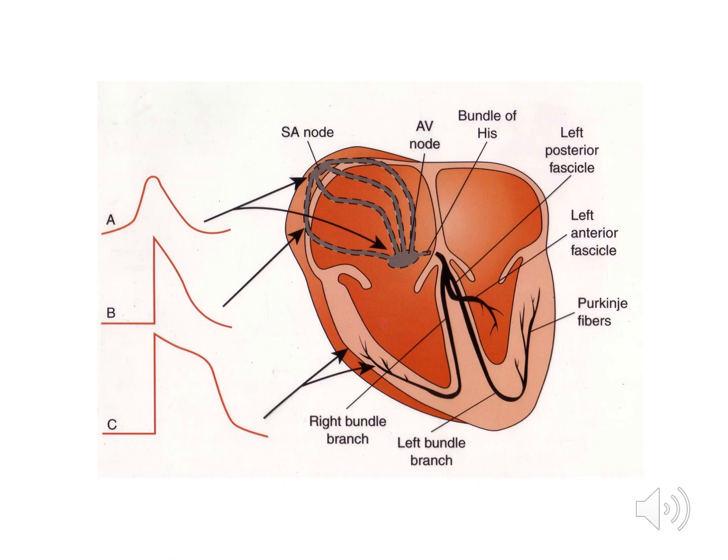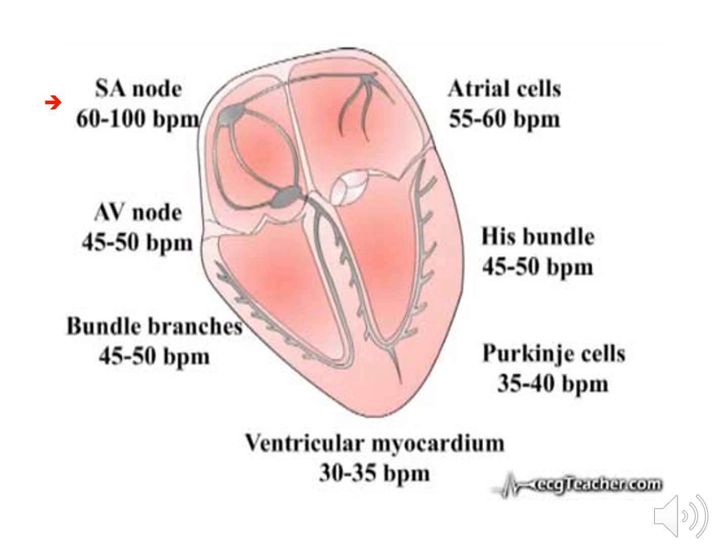Let's talk about the SA node first. SA stands for sinoatrial. This node controls atrial activity. It has the fastest intrinsic rate of firing. You can see the SA node fires at about 60 to 100 beats per minute, so normally it serves as the pacemaker of the heart.